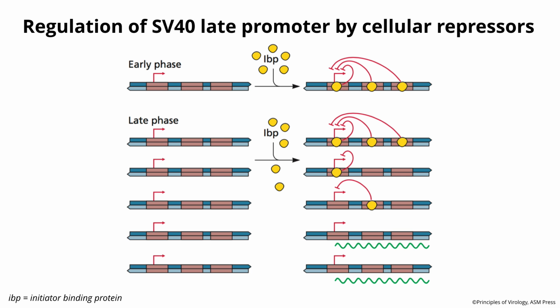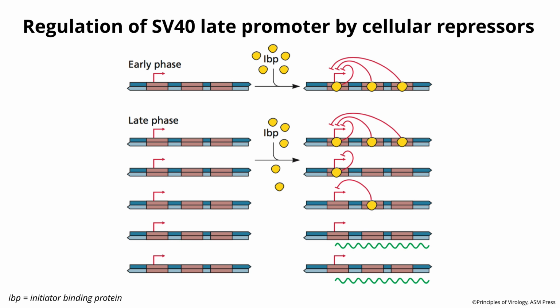Now, how does that late promoter come on? What makes it go on? It's very, very interesting. So here is, on the top line, the early phase of infection. This is the late promoter shown in red. It's the early phase of infection, but that red arrow denotes the late promoter.